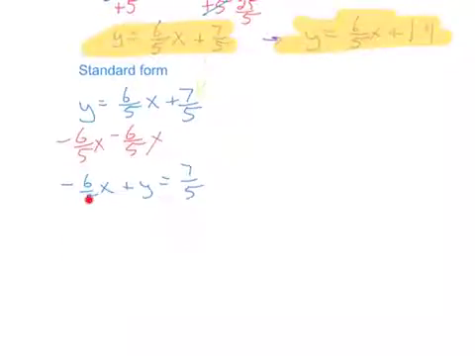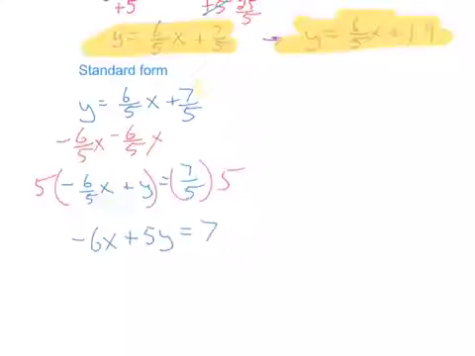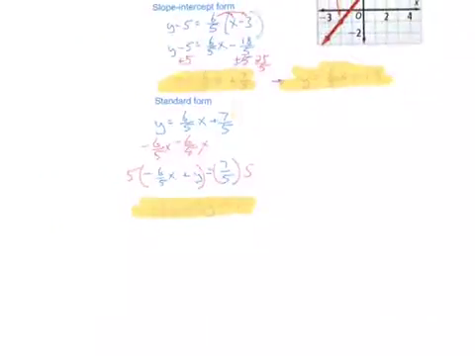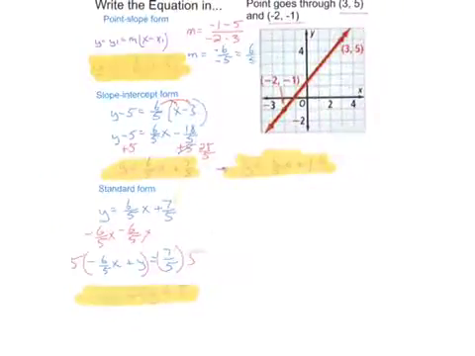Now we can clear the fractions by multiplying both sides of the equation by whatever denominator we have. So multiply both sides of the equation by 5. And we get -6x plus 5y is equal to 7. So now we have our equation for this line.